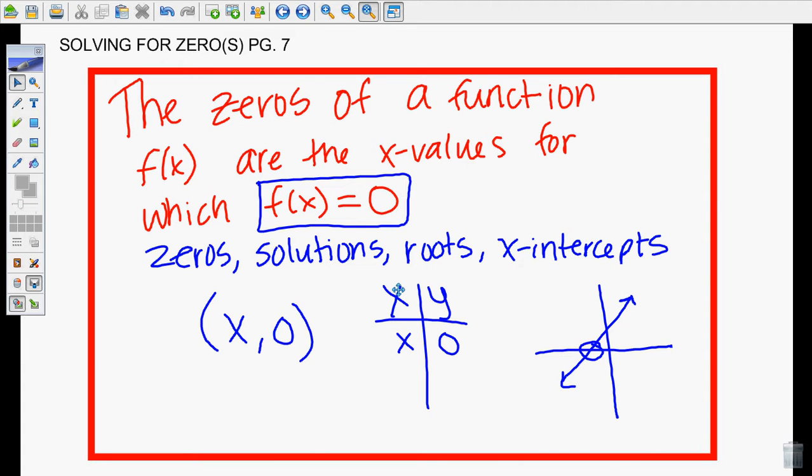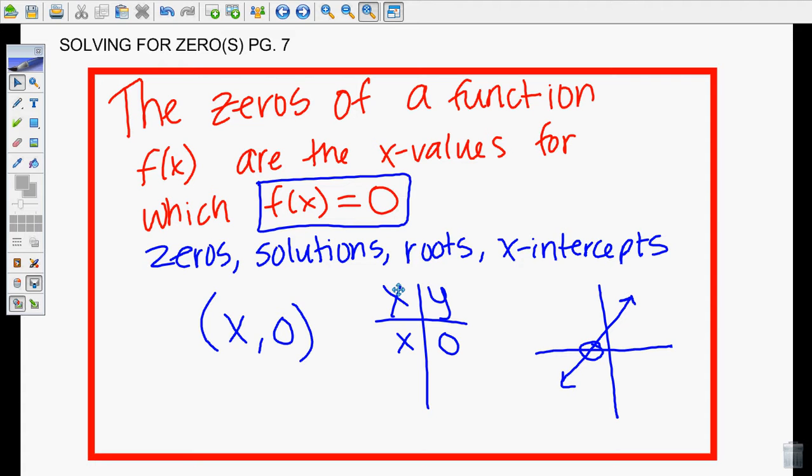So the zeros of a function f of x are the x values for which f of x equals 0. So you're basically solving an equation f of x equals 0. Got it? So in equation form, that is what this is. Any questions about how it looks as an equation?